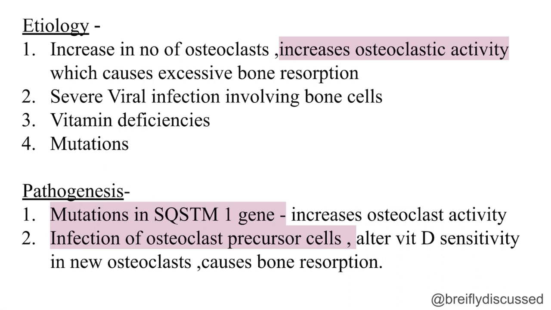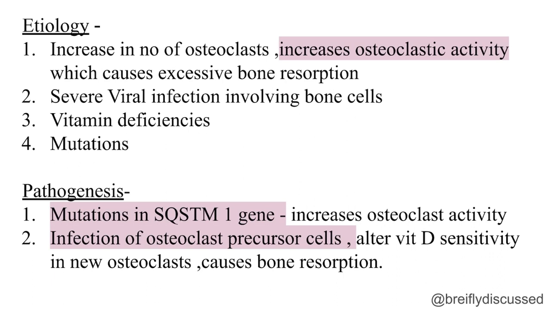Coming to pathogenesis. In the pathogenesis, we'll see how the osteoclastic activity is increased. It can be, one, because of mutations in the sequestrum 1 gene, which increases the osteoclast activity. Or two, it can be because of viral infection in the osteoclast precursor cells. For example, if a pregnant mother is suffering from hemophilia or anything, she does not deliver a normal child. Like, the child is also going to have some sort of disease, right? Likewise, when these osteoclast precursor cells get infected with any virus, they do not produce normally functioning osteoclasts. They produce some different osteoclast which may have altered vitamin D sensitivity, etc., which also causes bone resorption.